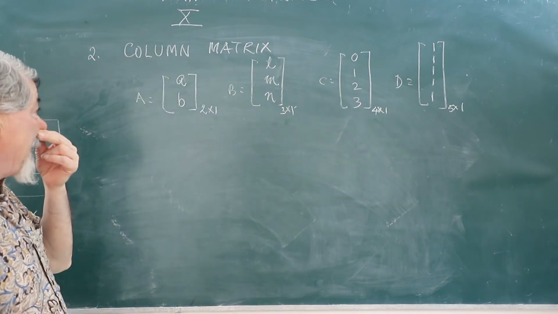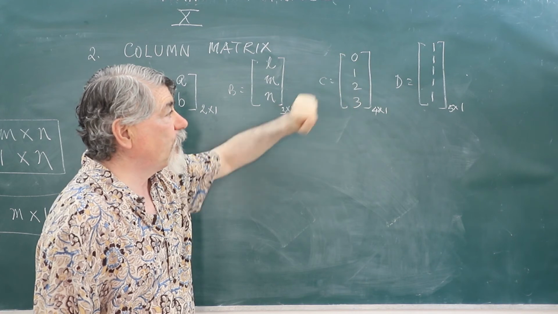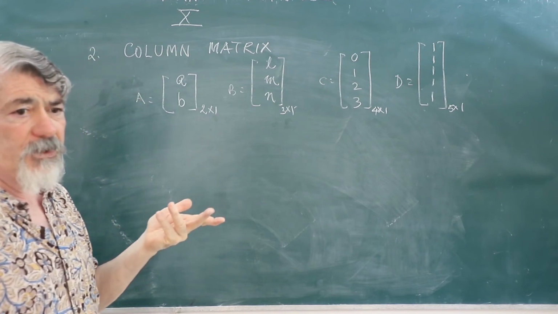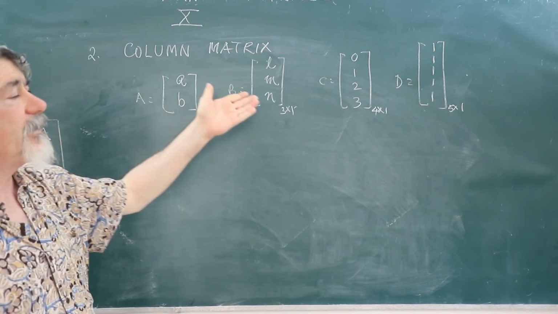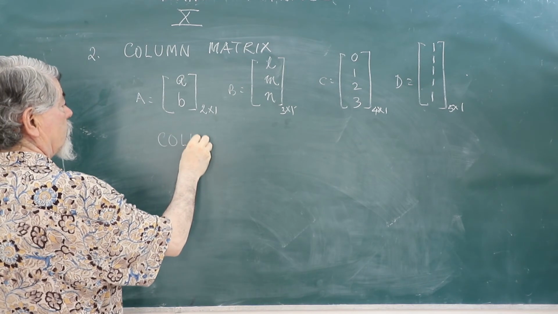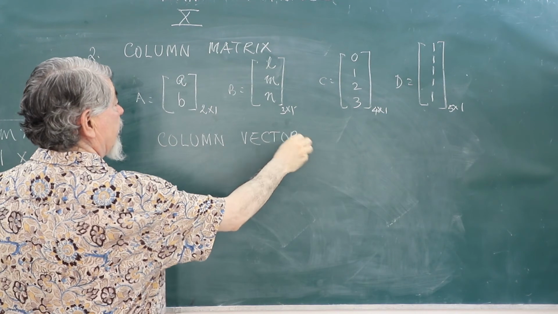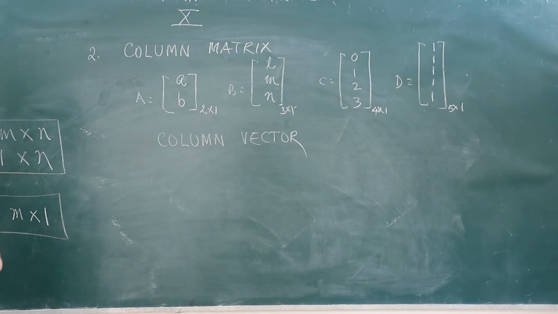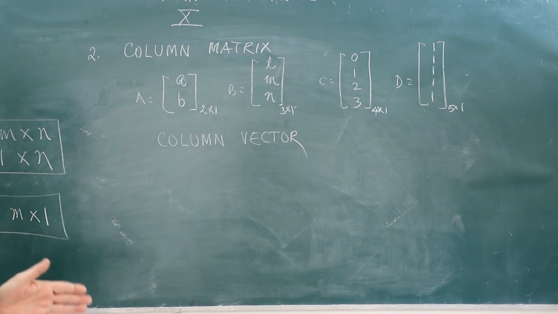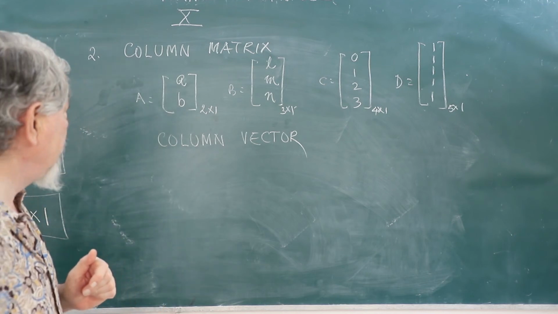And how many elements will it have? 2 into 1 means 2 elements, 3 into 1 means 3 elements, 4 into 1 means 4 elements, 5 into 1 means 5 elements. The elements can be anything depending upon the question; we have taken a general case. It is also called a column vector. If a matrix has 1 column, it is called a column matrix.